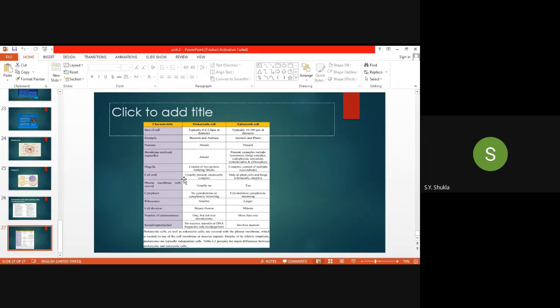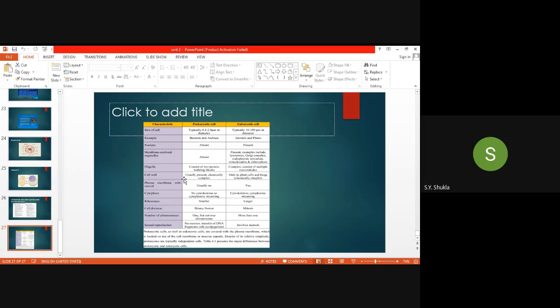Okay, I'm so sorry. Cytoskeleton is not present in the prokaryote, and in the eukaryote the cytoskeleton is present. Okay, ribosomes are smaller in prokaryotes, and in eukaryotes they are larger.